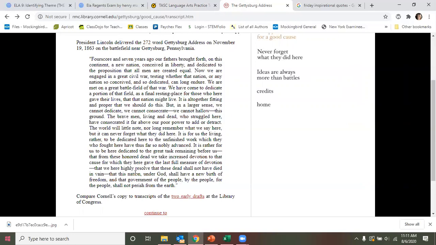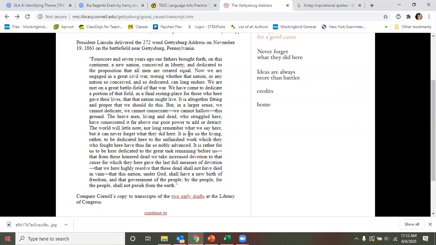That we here highly resolve that these dead shall not have died in vain, that this nation, under God, shall have a new birth of freedom, and that government of the people, by the people, for the people, shall not perish from this earth.